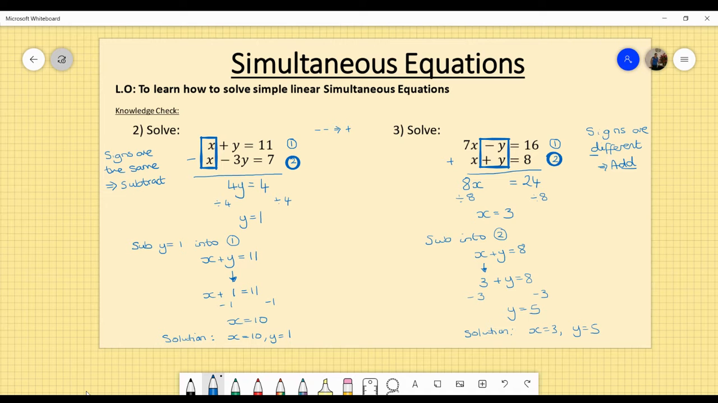Take away the y value of 5 does in fact give me 16. So 21 take 5, it gives me 16. So again, you know you have got that one correct. Okay, and we're going to have a look at one slightly harder one.